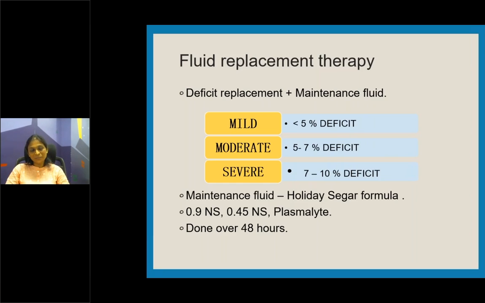Here we don't replace only the deficit, but also add the maintenance fluid to it and replace this over 48 hours slowly, so that the serum osmolality falls very slowly and the patient is able to adapt to the changes. The deficit replacement is calculated using the approximate deficit calculation, which is subjective, and the maintenance fluid we calculate by the Holliday-Segar formula. We can use 0.9 NS, 0.45 normal saline or Plasma-Lyte. There are various studies which have used different fluids at different rates, and they've almost found similar results.